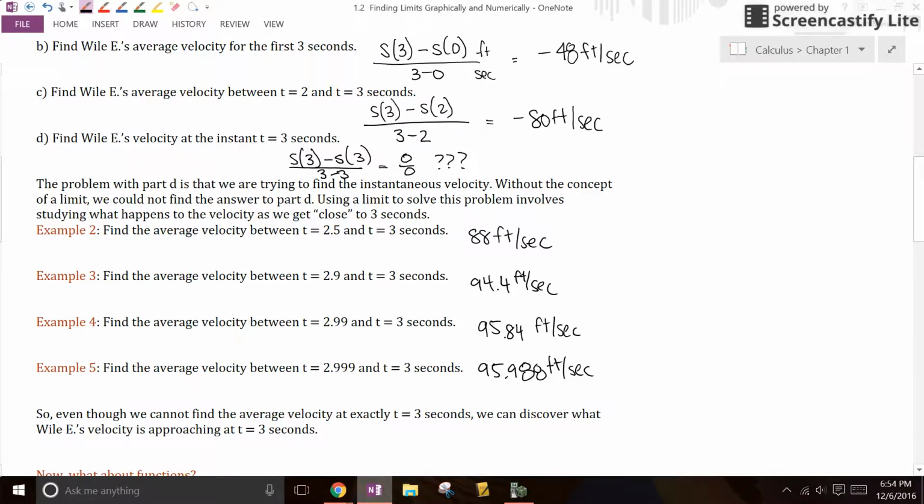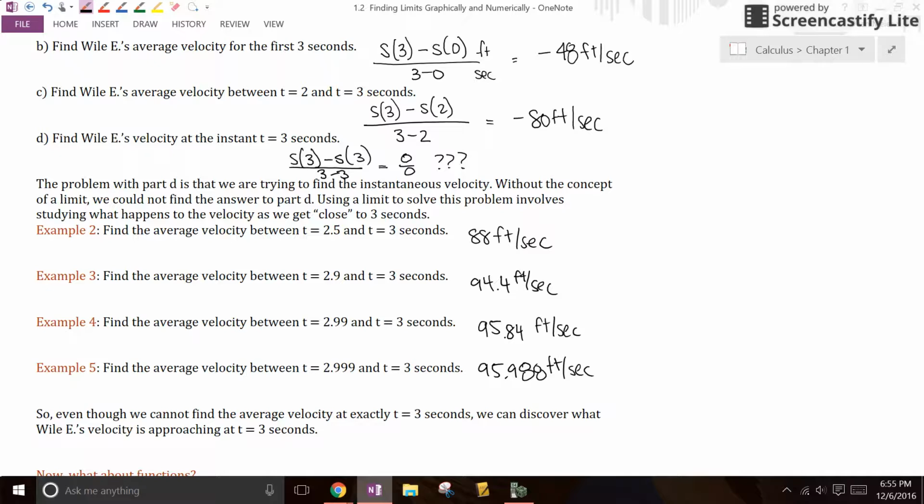So, as you saw there, before I got cut off, we can't find the average velocity at exactly t equals 3 seconds, but we can get pretty close, or at least see what it is approaching. As I got closer and closer to 3 seconds, he's getting really close to a number that would be his average velocity. And that's what we're talking about when we talk about limits.